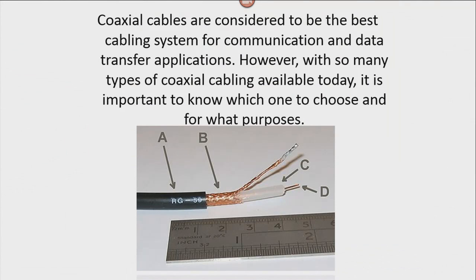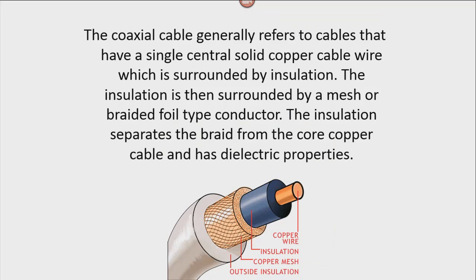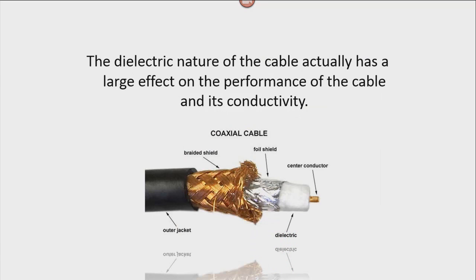Coaxial cables are considered to be the best cabling system for communication and data transfer applications. However, with so many types of coax cabling available today, it is important to know which one to choose and for what purposes. The coaxial cable generally refers to cables that have a single central solid copper cable wire, which is surrounded by insulation. The insulation is then surrounded by a mesh or braided foil type conductor. The insulation separates the braid from the core copper cable and has dielectric properties.